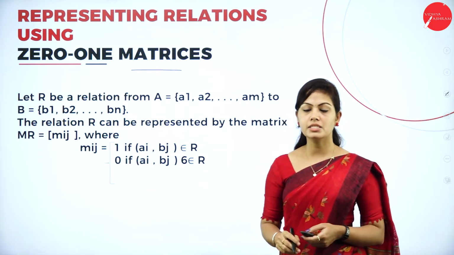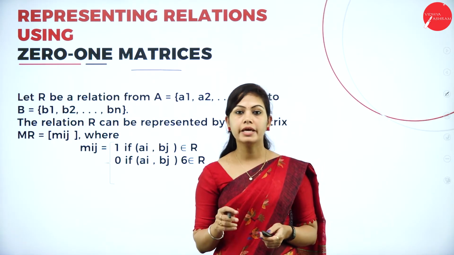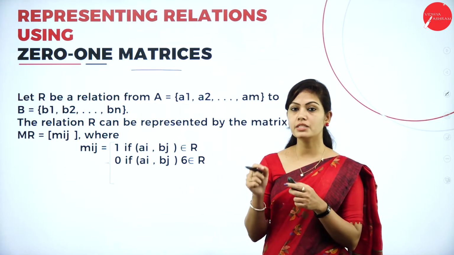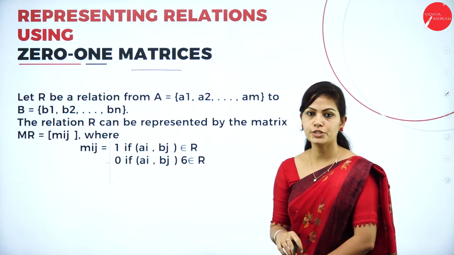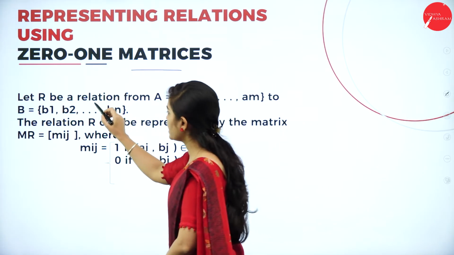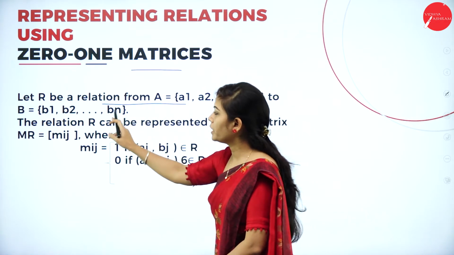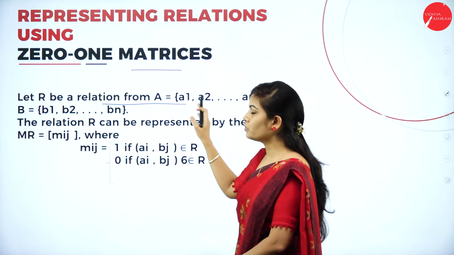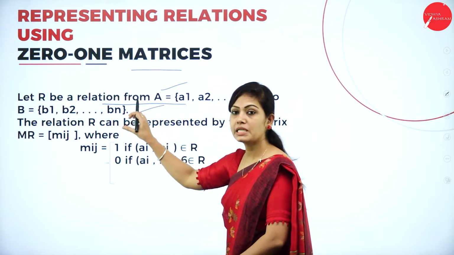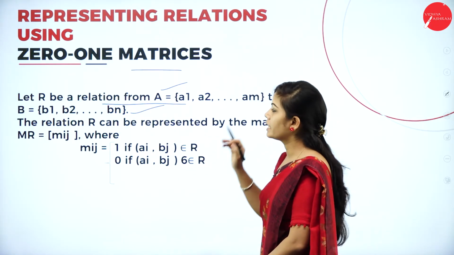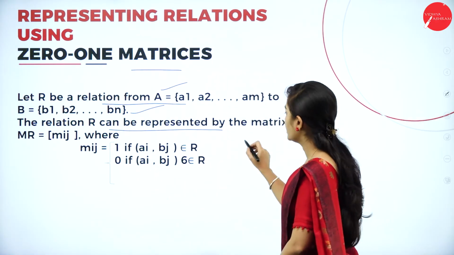So in 0-1 matrices, we can represent relations also. So what is a relation? The relationship between the elements of sets is represented by using a structure called a relation. Let R be a relation from A of A1, A2, A3 up to Am to B1, B2, B3, up to Bn. So here we have two sets, set A and set B. And the relation R can be represented by the matrix called MR.